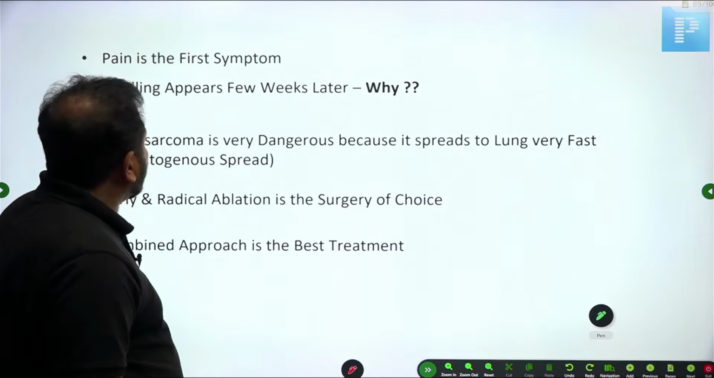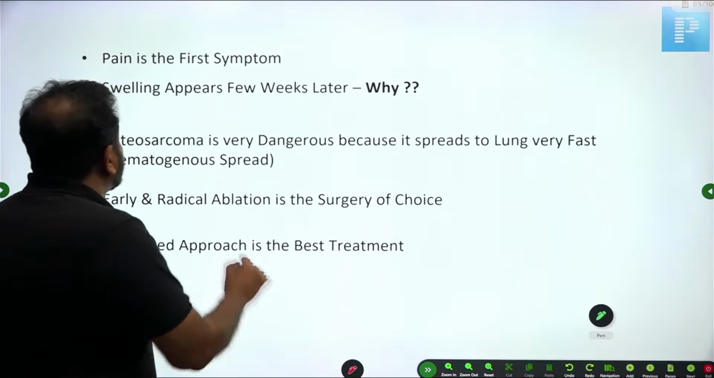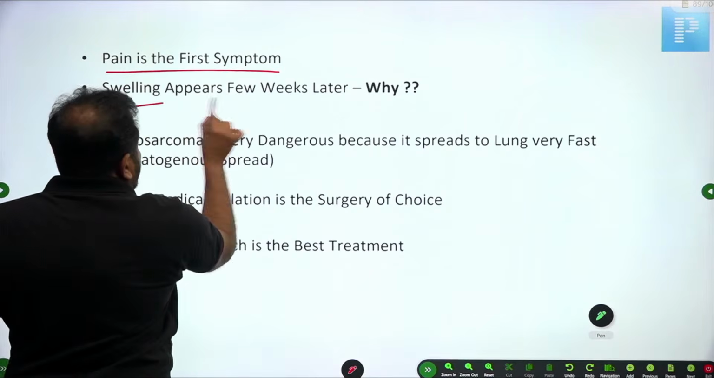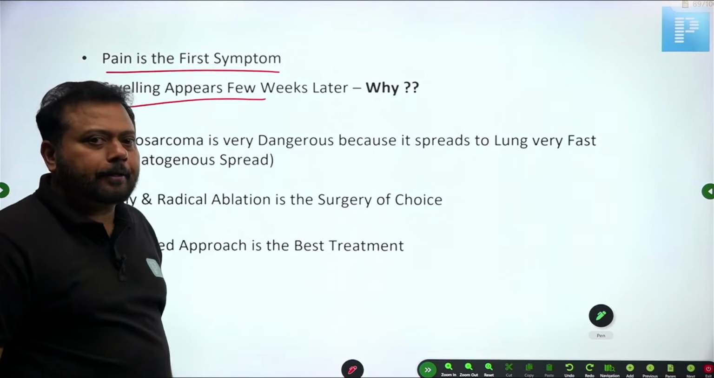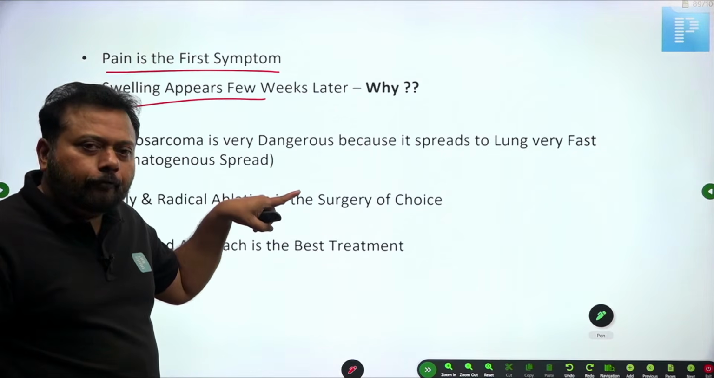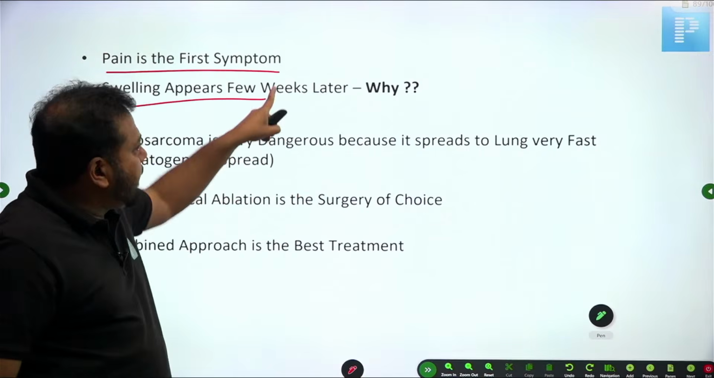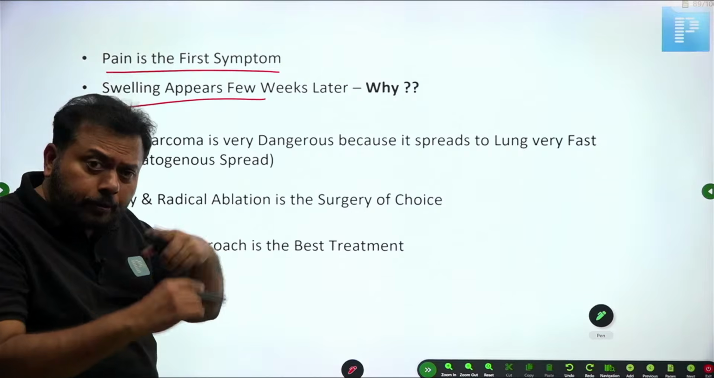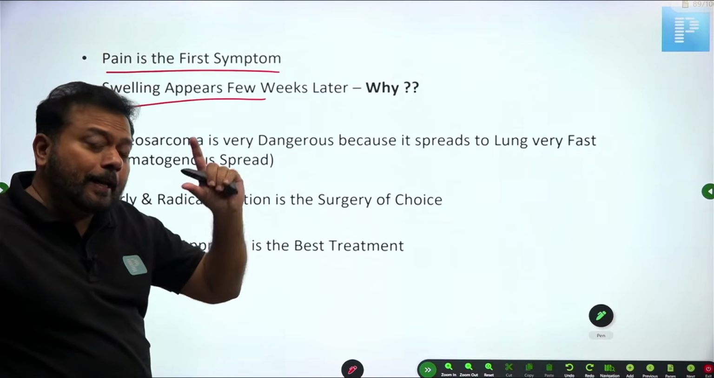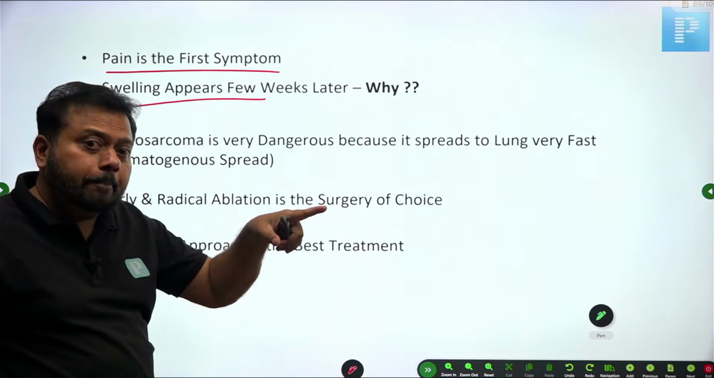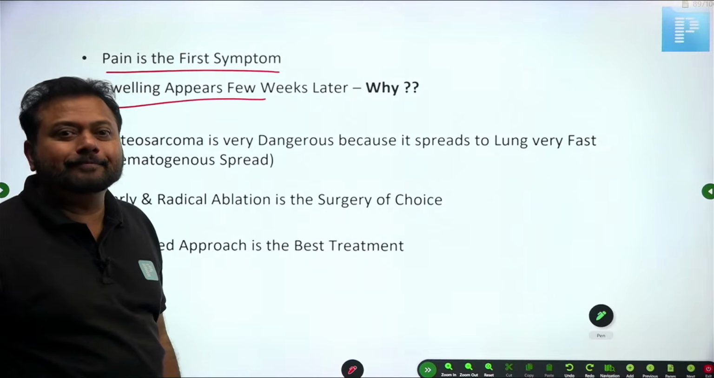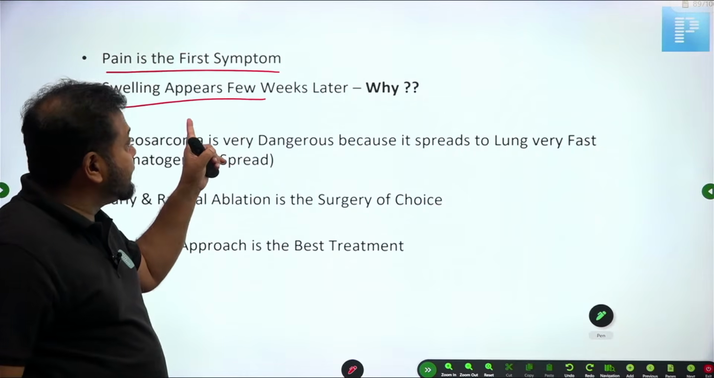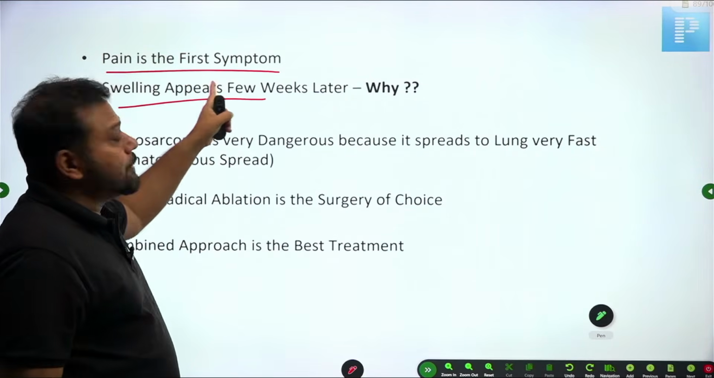Good. Now, pain is the first symptom, swelling appears later. Why am I insisting on this point? In osteogenic sarcoma, pain is the first symptom, swelling appears later. It's the opposite in giant cell tumor: swelling is the first symptom, pain appears much later. So in clinical history this is very important.